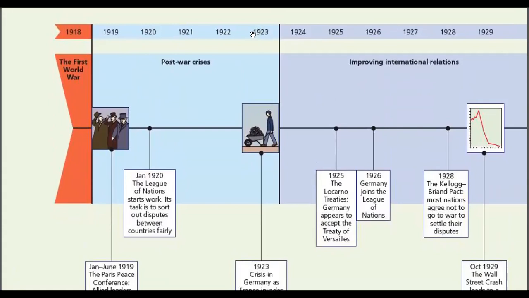1920 to 1923. There is nothing in 1921 and 1922. But firstly, what happened in 1920? The League of Nations starts work.